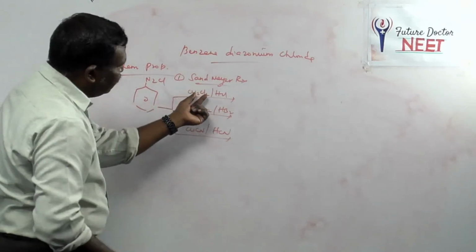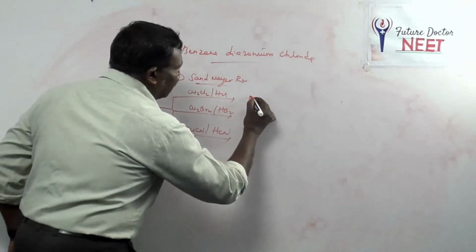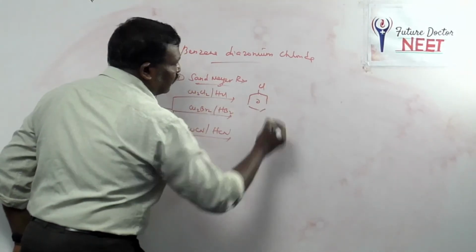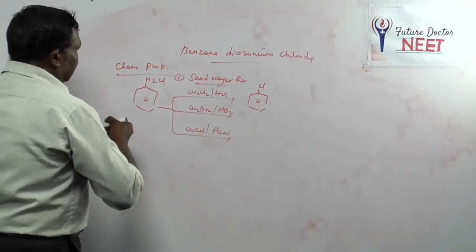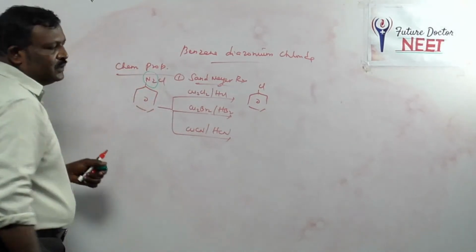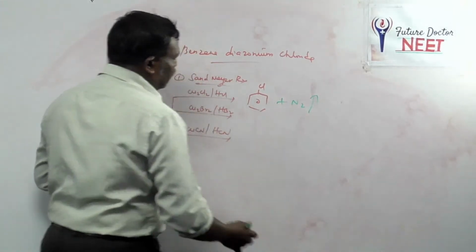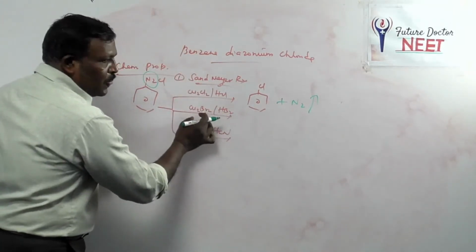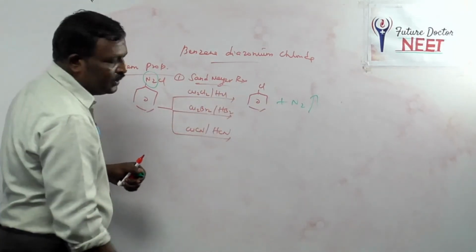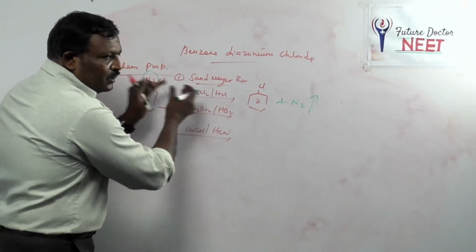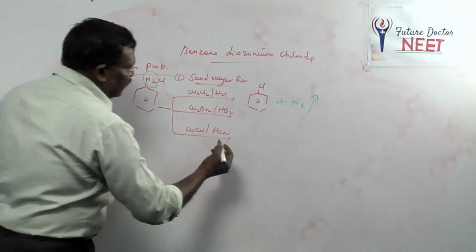Suppose we are adding cuprous chloride. So what are we getting? You just remember like this: in all the cases N2 is removed as nitrogen gas. We are getting chlorobenzene. Suppose we add cuprous bromide, we get bromobenzene. Whatever is present: bromine means bromobenzene, chlorine means chlorobenzene, cyanide means cyanobenzene. Just remember like that.